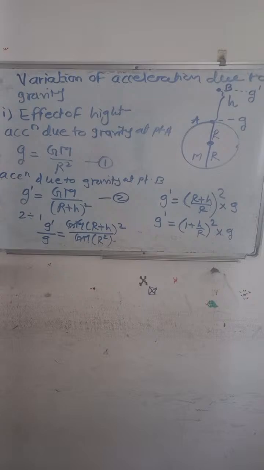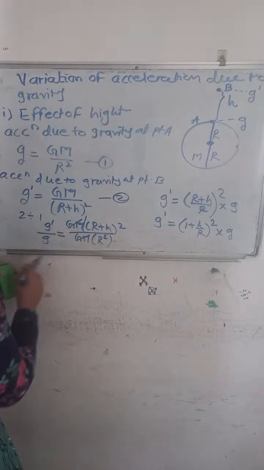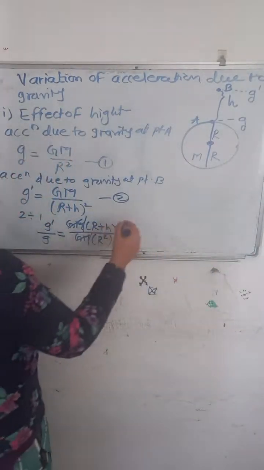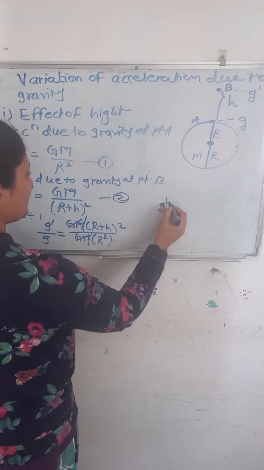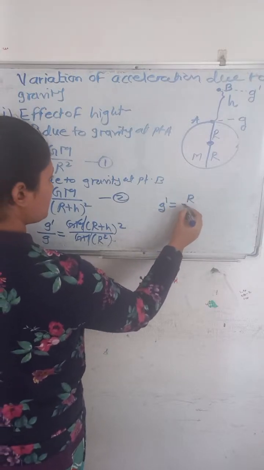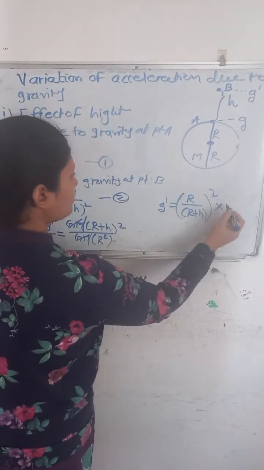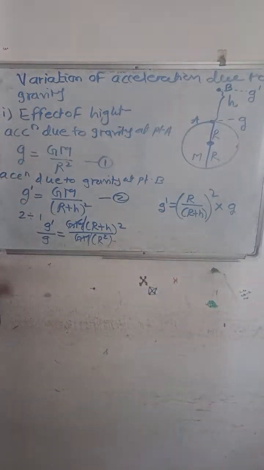Sorry, here division is there. GM upon this thing, so here your R square will go up. So g dash is equal to R square upon (R plus h), this entire bracket squared, into g. So this is nothing but your answer. Are you getting this, everyone?